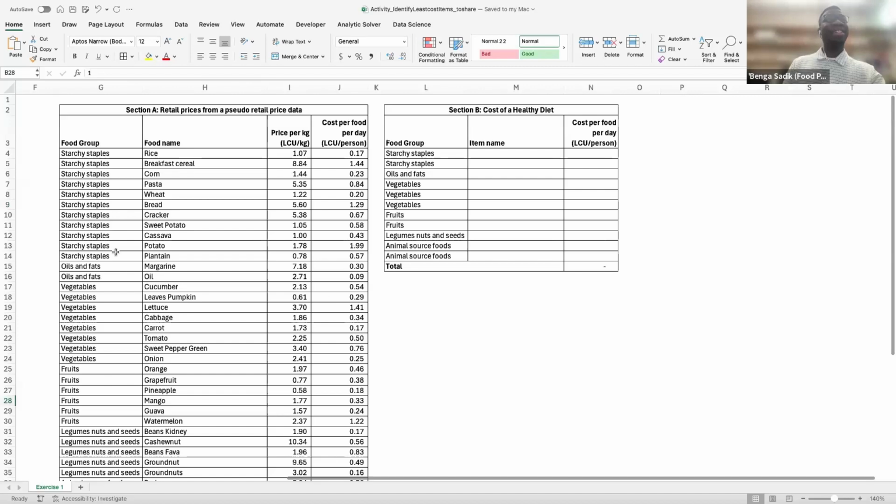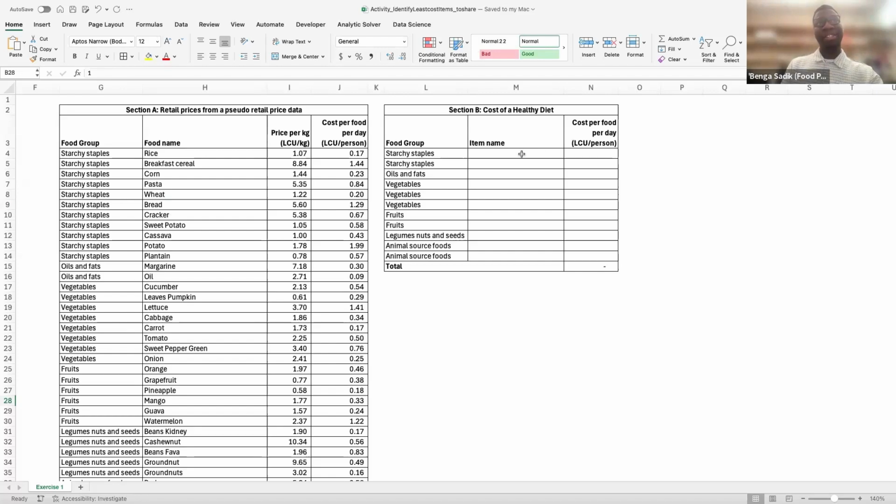So to complete this exercise, we're going to scan through the data and then select the least cost item to calculate our cost of healthy diet. I'm going to do it for starchy staples, and then you can continue the rest in your group. And maybe we can try to do this together.